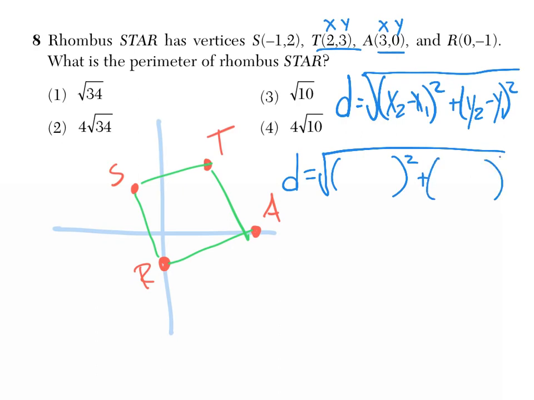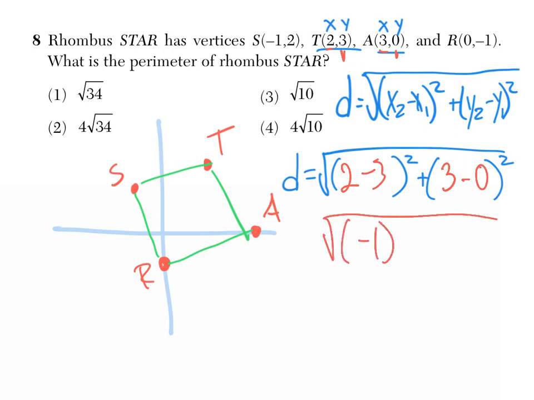All right, I'm going to set this up. Great. So we'll pop in the X values first. So I'm going to do 2 minus 3. And then we've got the Y values. We've got 3 and 0. So I'm going to do 3 minus 0. And what do we know? We know that 2 minus 3 is going to give us -1. And we know that 3 minus 0 is simply 3.